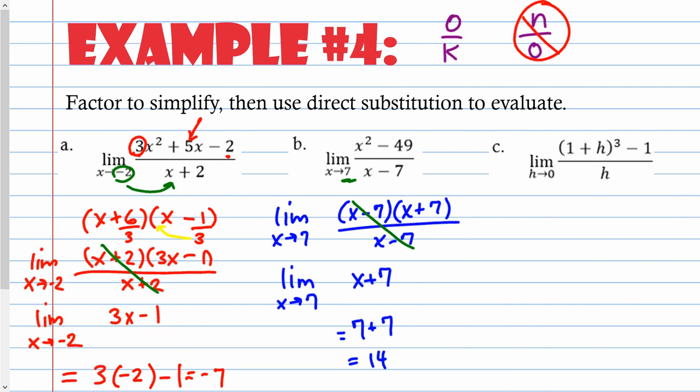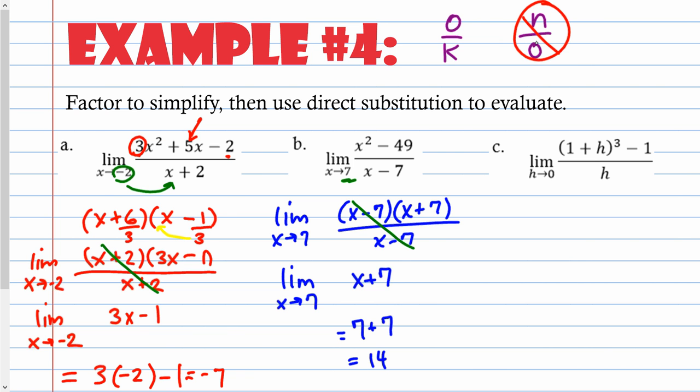Great, C. C looks slightly different only because instead of using x, we're using h. No big deal. And the cube. That's the only thing that's slightly different. So the best way to do this is essentially to expand the 1 plus h cubed. You want to actually write that out. So you can expand the 1 plus h quantity cubed just by good old-fashioned foiling, unless you actually know the formula for a sum of cubes.